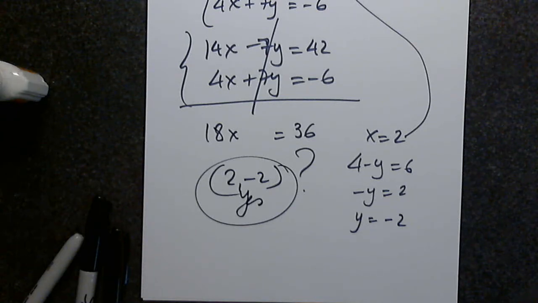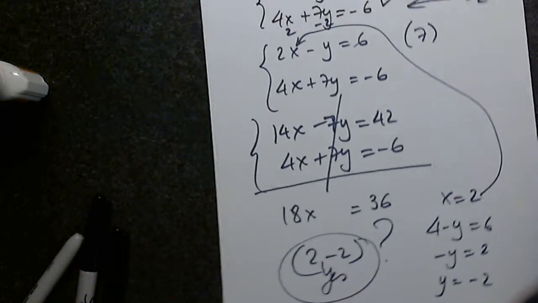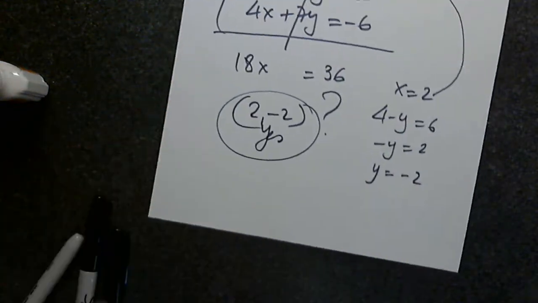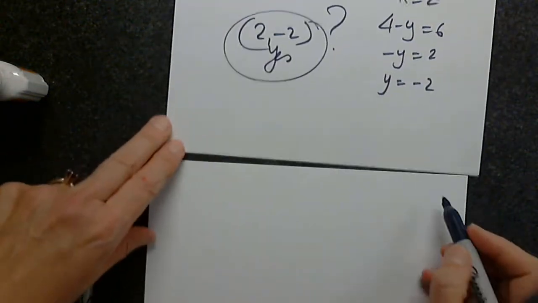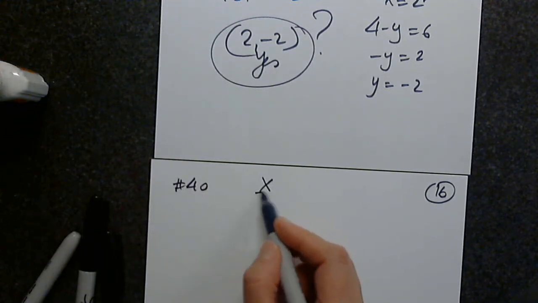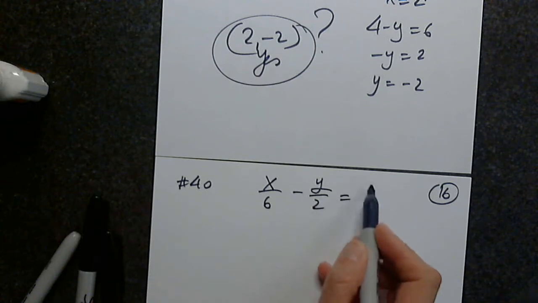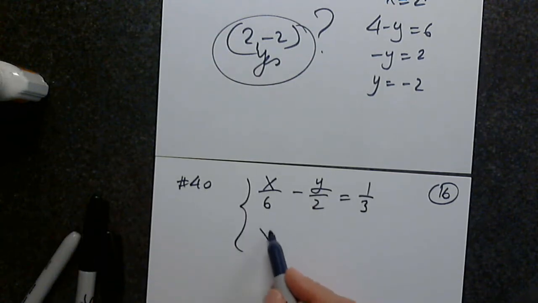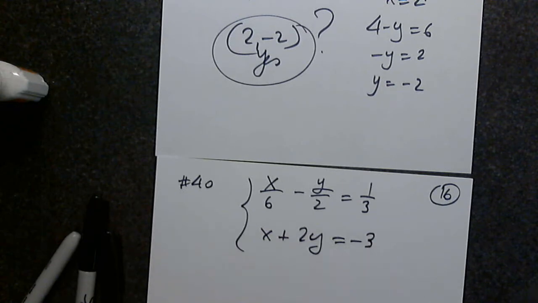I want to look at one with fractions. Ready? What about 40? Never ever, please, be afraid of fractions. They're so easy to eliminate. So 40: x over 6 minus y over 2 equals 1/3, and x plus 2y equals negative 3.